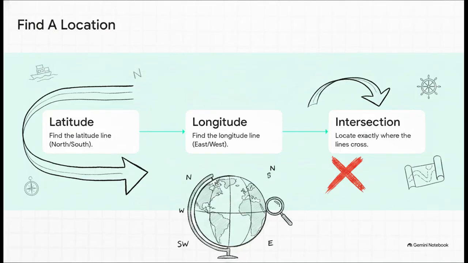Okay, so back to our stranded ship captain. How do they actually use this invisible grid? It all comes down to 3 steps. Step 1, you identify the latitude line for your location, noting if it's north or south of the equator. Step 2, you find your longitude line, noting if it's east or west of the prime meridian. And step 3, you simply locate the exact point where those 2 specific lines cross on the map. That intersection is your unique, totally unarguable location on the globe.